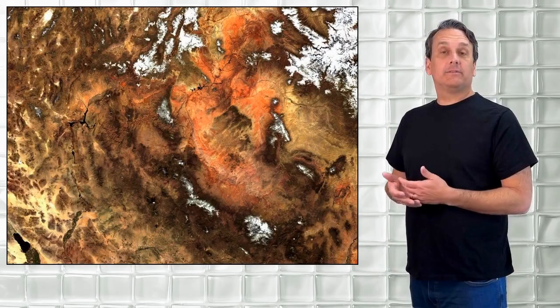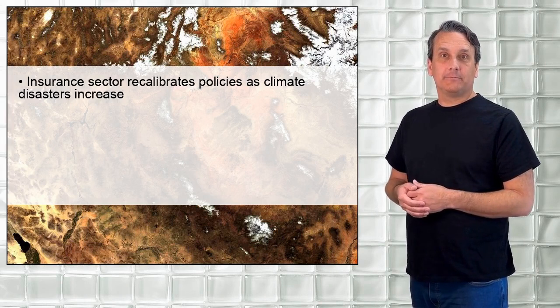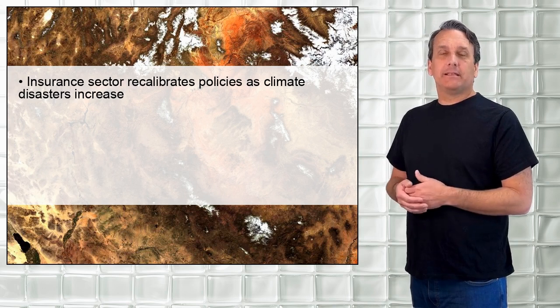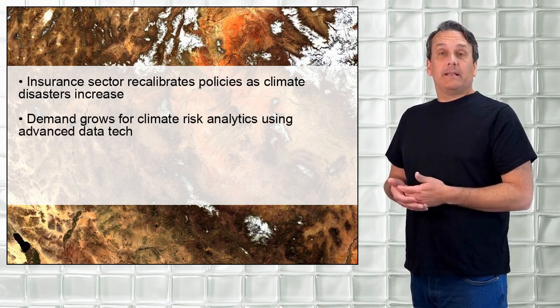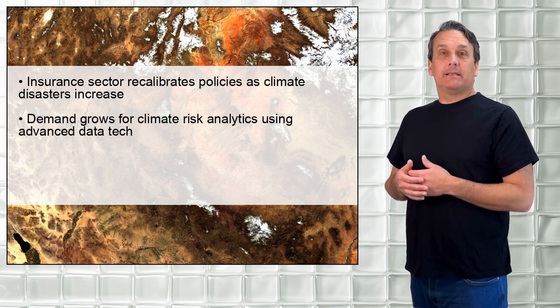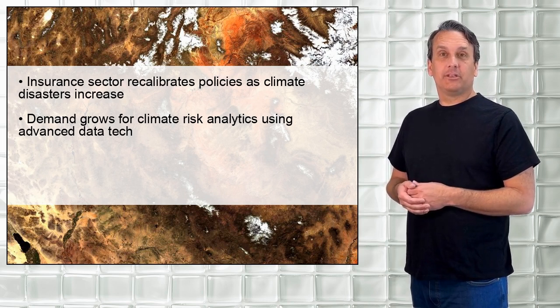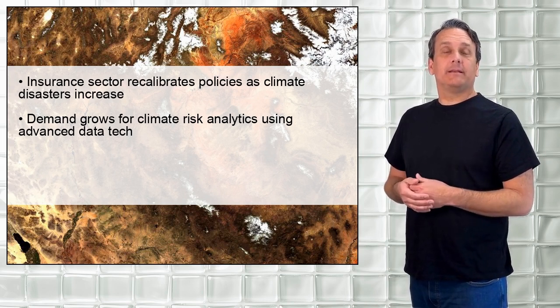The business dimension of climate migration is evident when examining how companies and industries are adjusting. The insurance sector offers insights into this evolving scenario. As climate change increases the frequency and severity of natural disasters, insurers are recalibrating policies and premiums to accommodate these changes. For instance, the demand for climate risk analytics is growing, prompting the use of advanced data technologies to predict and prepare for climate-driven events.